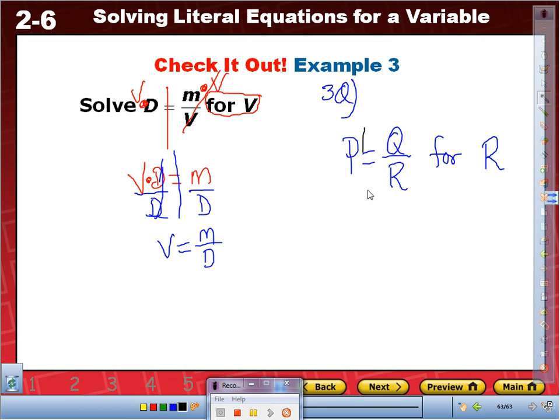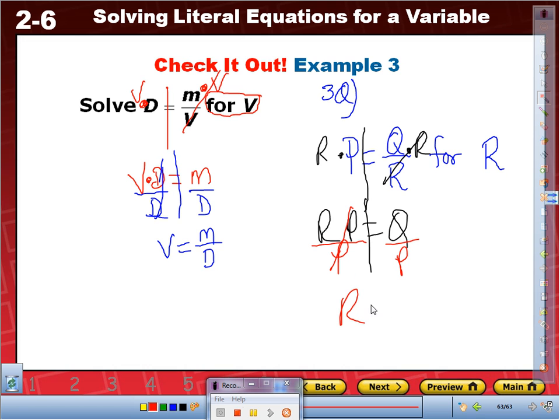Okay, line down the equal sign. We're going to solve for R. That means I need to multiply times R. This becomes RP equals Q. To leave the R by itself, I need to divide by P. Therefore, R equals Q divided by P. Hands if you got that?